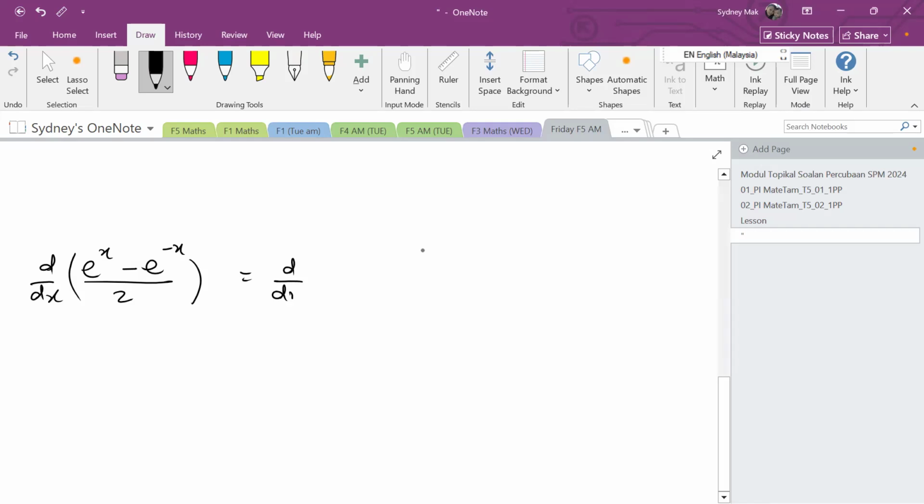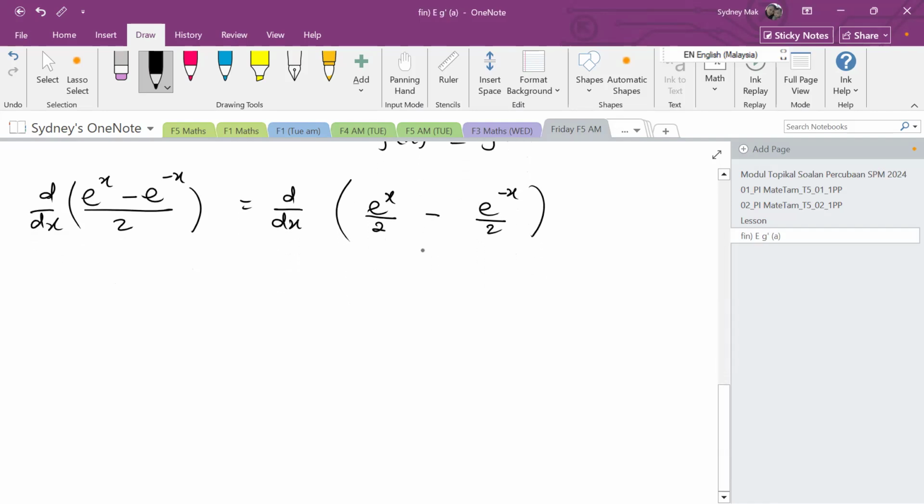So d by dx of e to the power x over 2 minus e to the power of negative x over 2. We treat it as f(x) plus or minus g(x). So when you differentiate this, it will be f prime x plus or minus g prime x. Therefore, how do you differentiate e to the power x? It will always be e to the power x itself, and the derivative of x is 1. So copy everything and differentiate the x, which is 1.